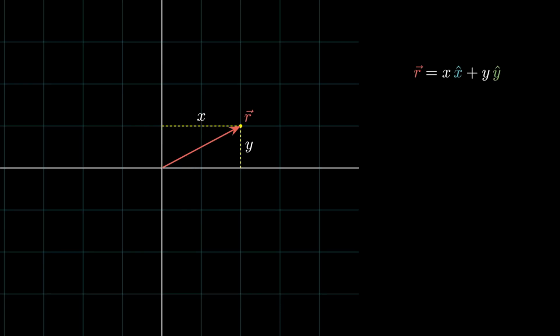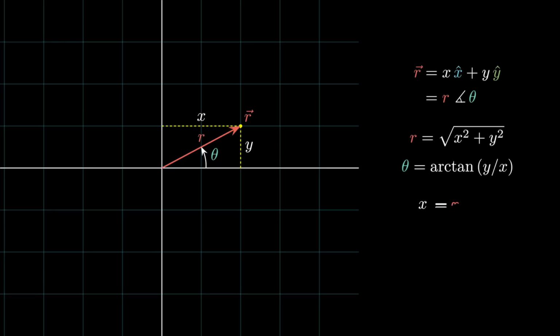Another method of describing a vector is by specifying its magnitude and direction using polar coordinates. Here, the magnitude or length of the vector can be found using the Pythagorean theorem, while its direction is specified by the angle it makes with the x-axis. Of course, these two methods for describing vectors are related, and this relationship can be found using trigonometry.